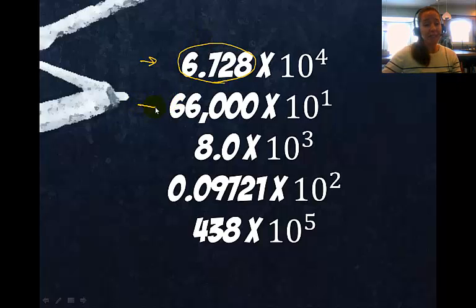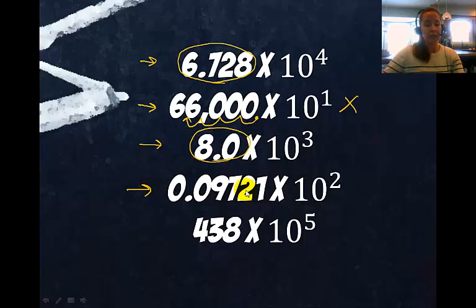The next one, 66,000. Is that snug as a bug in a rug? Well, no, that decimal is actually hidden back here. We would have to move it all the way here to get it to be correct. So that is not in scientific notation format. The third one, 8.0 times 10 to the third. Well, is 8.0 between 1 and 10? Yes, that's in the correct format as well. So that is scientific notation.